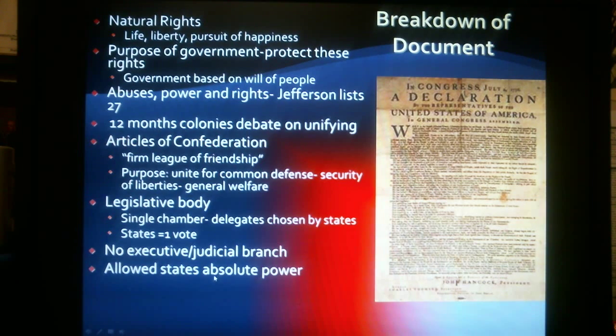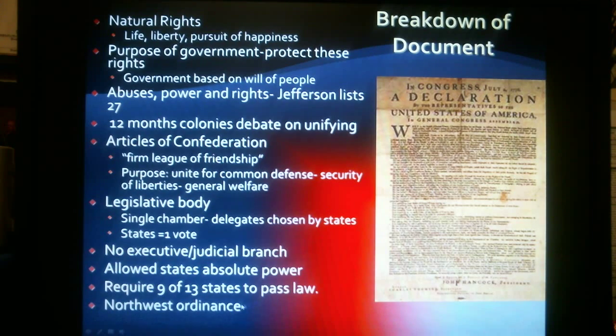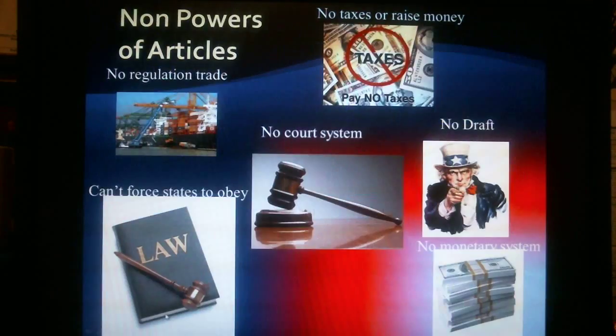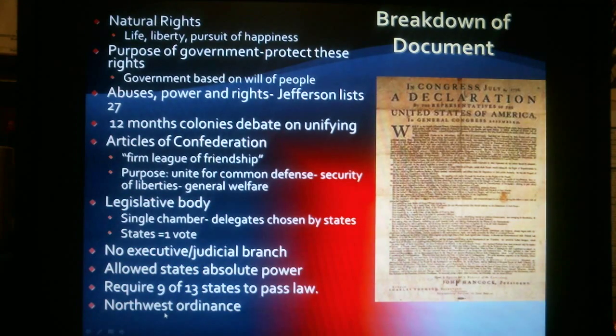It allowed states to have absolute power. Very important here. The Articles was very, very weak. It required 9 of 13 states to pass a law, and really the only thing the Articles ever got done before it was thrown out and redone was that it did pass the Northwest Ordinance, which we're going to talk a little bit about tomorrow.